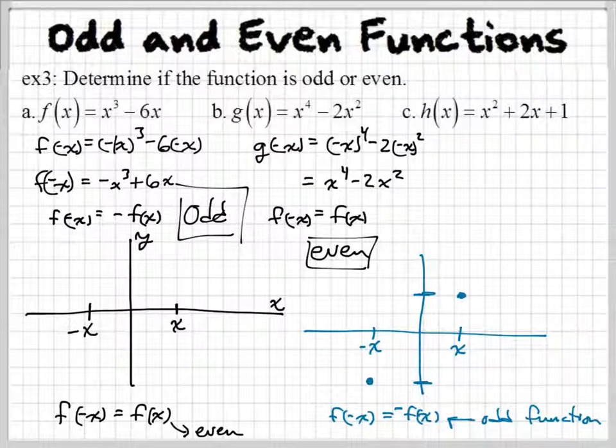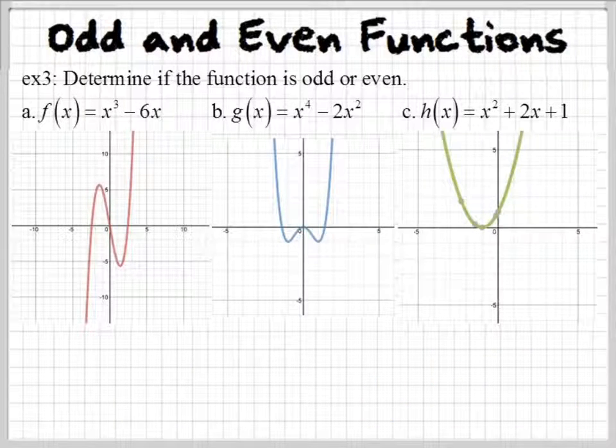Now, which one of these has symmetry about the y-axis? The even or the odd? Even. The even has symmetry about the y-axis, and the odd has symmetry about the origin. And when we look at our graphs, you can see that. This is the graph of this one, and this one right here is the graph of this one. Look, you see how the y values are the same on both sides of the y-axis? And over here, the y values are the opposites. That's symmetry about the origin.